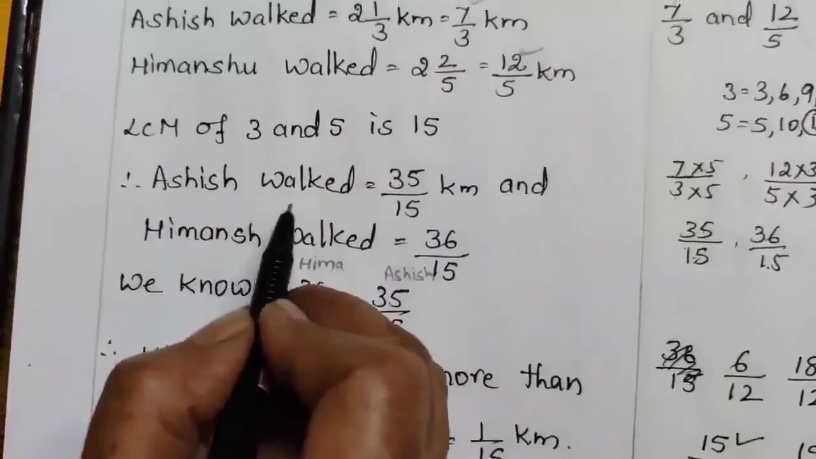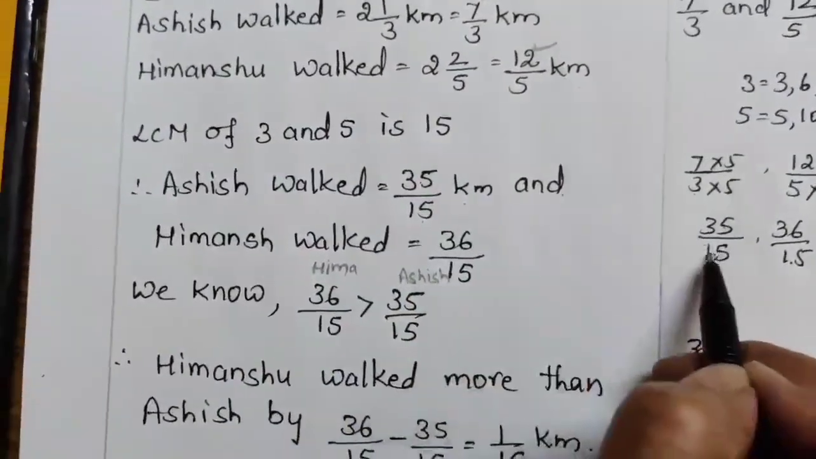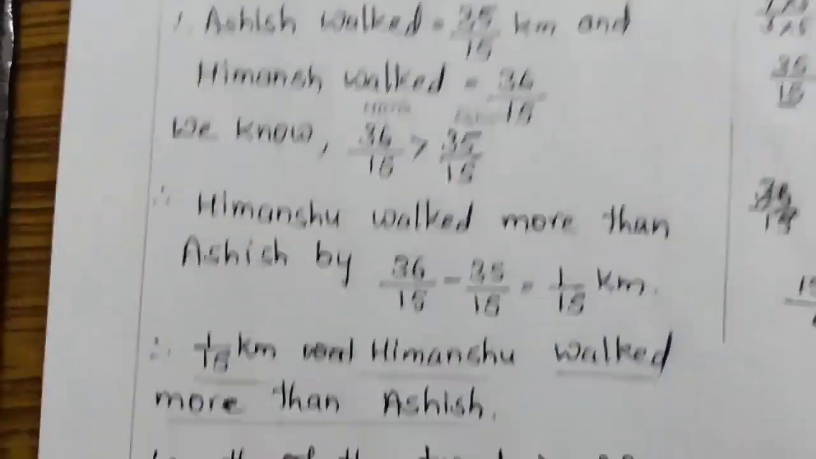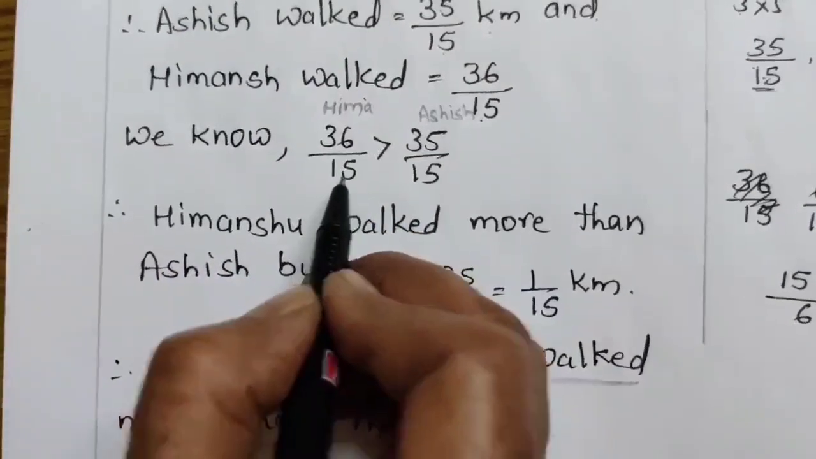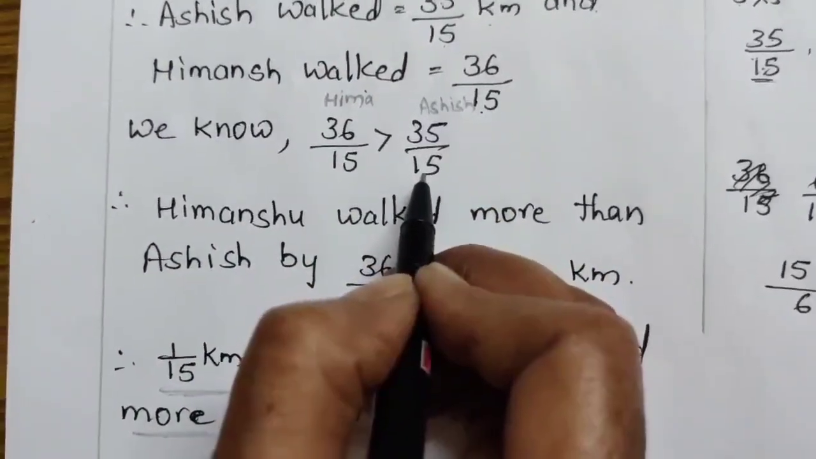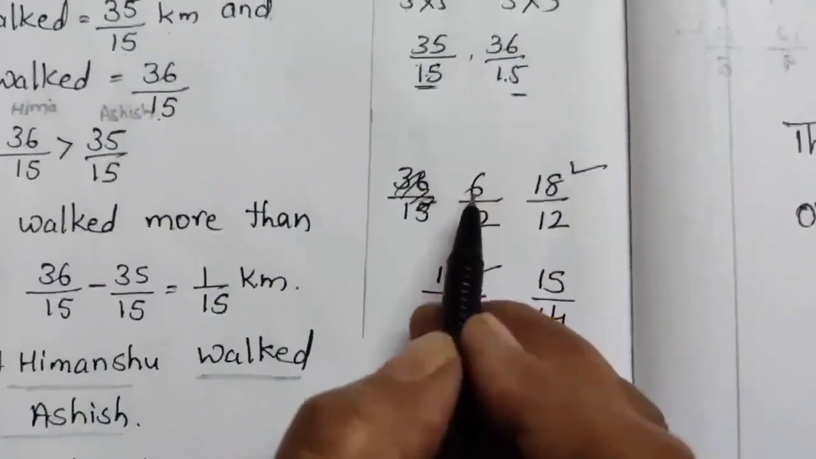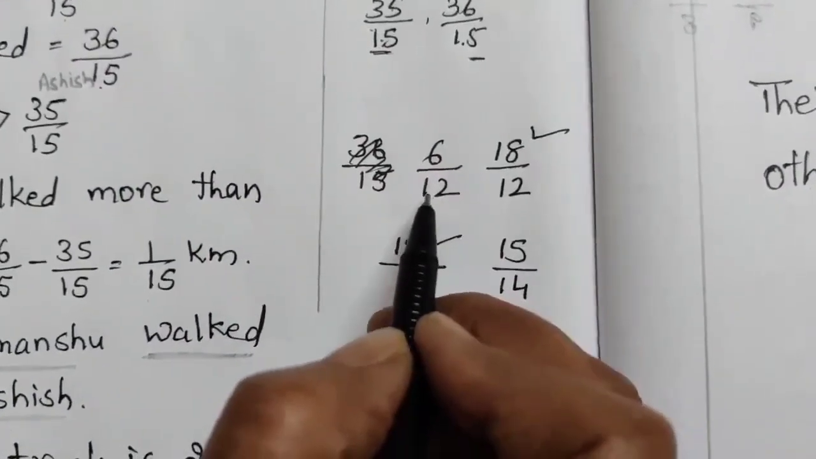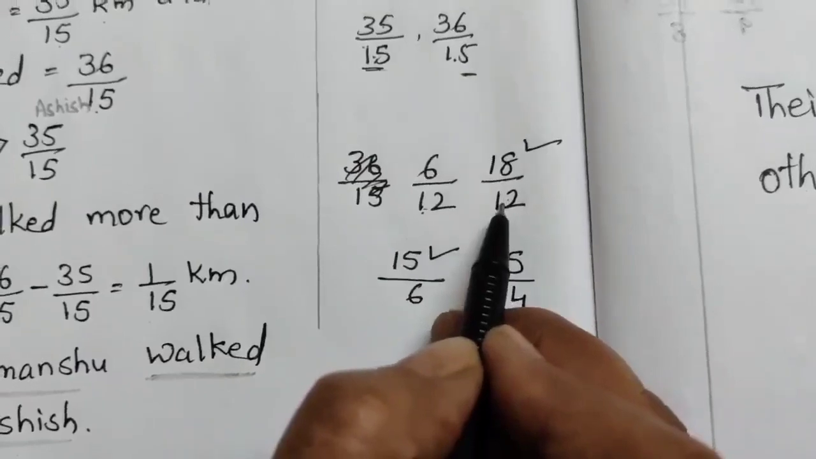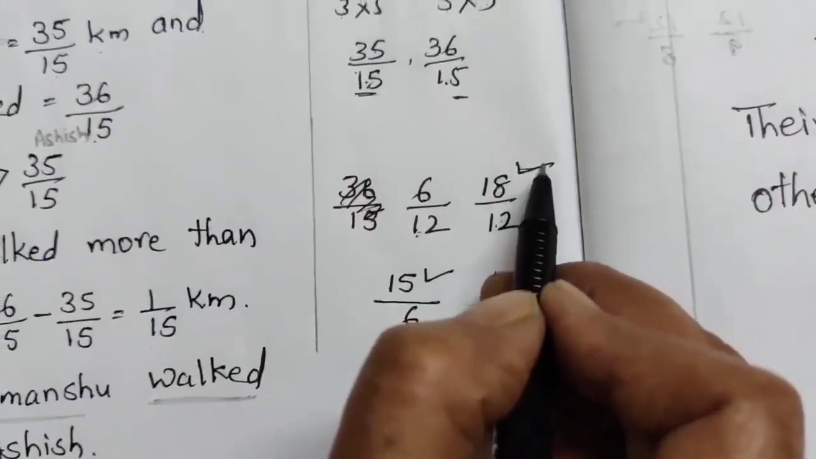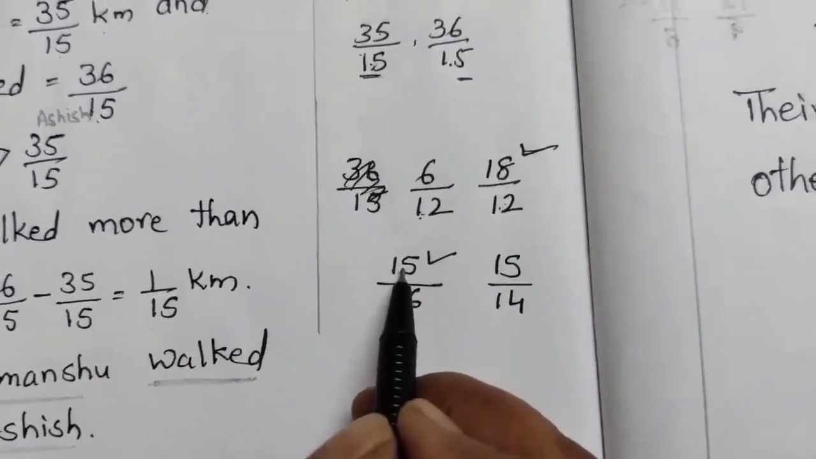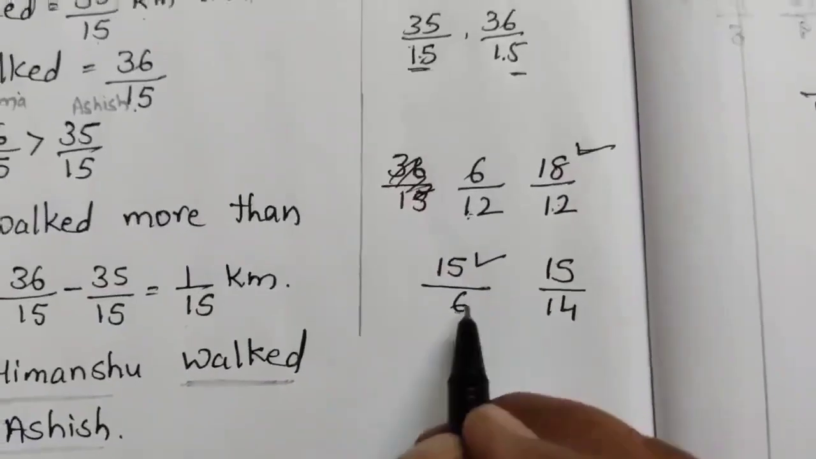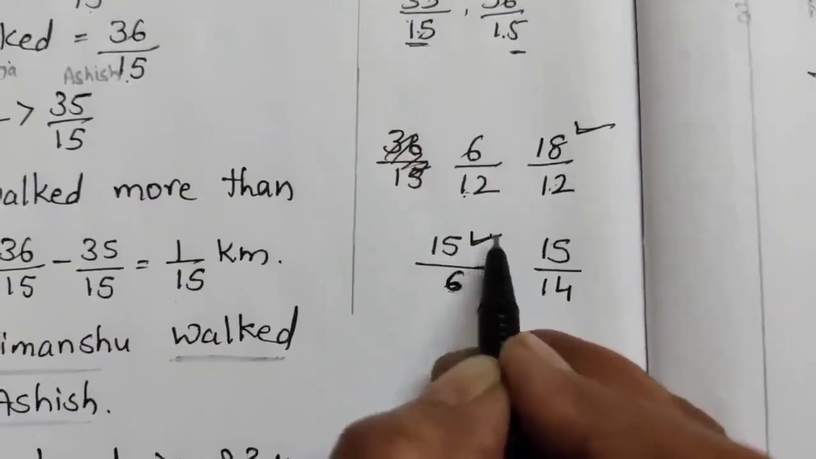So here Ashish walked 35 by 15 kilometer. Here this answer he got, no? And Himanshu walked 36 by 15. So we know that 36 by 15 is greater than 35 by 15. How, children? One example I'll take. Last year you learnt about 6 by 12 and 18 by 12. See, when you have the same denominator, the bigger numerator is the greater fraction. Suppose if we have the same number in the numerator place and different denominators, the lesser denominator is the greater fraction.